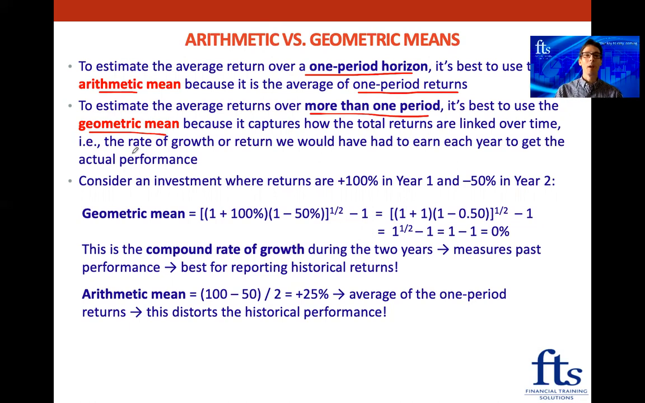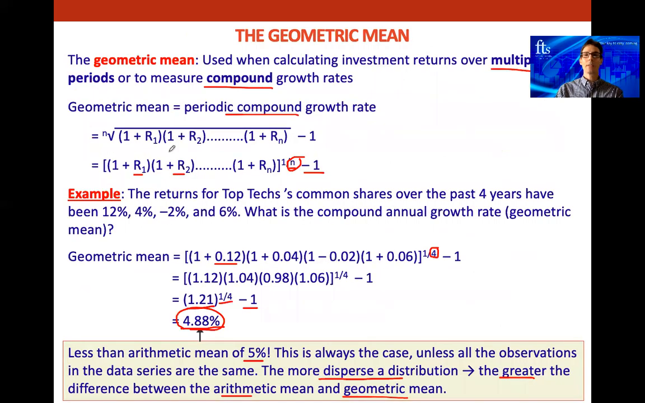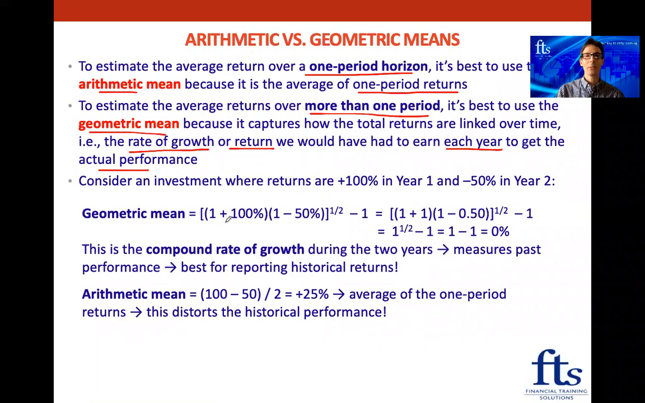So for example, the rate of growth or return we would have had to earn each year to get the actual performance. So if we go back again, as promised, let's go back to this over here. And now, if we go back to the previous example, this line over here is going to make a lot of sense. So as I was saying, if we had earned 4.88% compounded annually for 4 years, we would end up with the same amount if we earned 12%, then 4%, then minus 2%, then 6% over those 4 years. Great, so now that is all making sense.